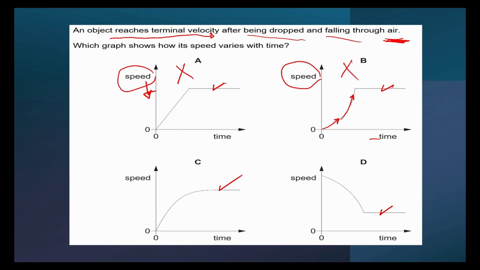Look at C. This is also a speed time graph. This means the speed increases at a high acceleration, and after that this acceleration decreases. Yes, this is what happens when an object falls in air. It starts with a high acceleration, and after that the acceleration decreases because of air resistance till it reaches a terminal velocity. This is correct. What about this? This can never happen because the speed doesn't decrease when the object falls in air in the beginning. So the answer is C.